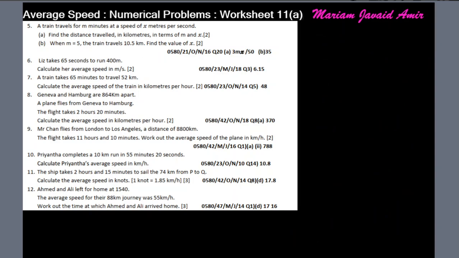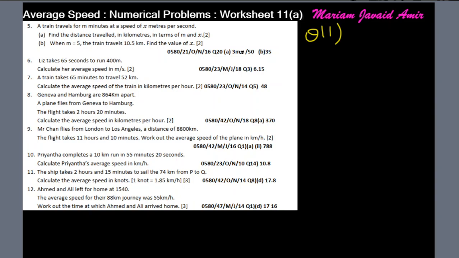Question 11. A ship takes 2 hours 15 minutes to sail 74 kilometers from P to Q. Calculate the average speed in knots, and we're given a conversion from knots to kilometer per hour. So that means we need to find the average speed in simply kilometer per hour and then use ratios to get the answer in knots.